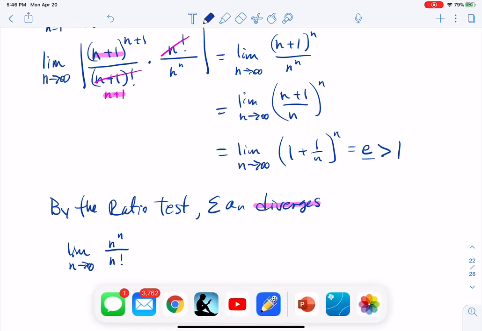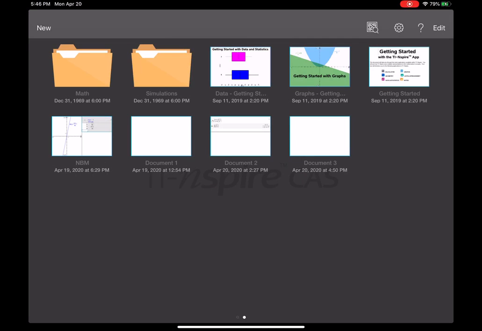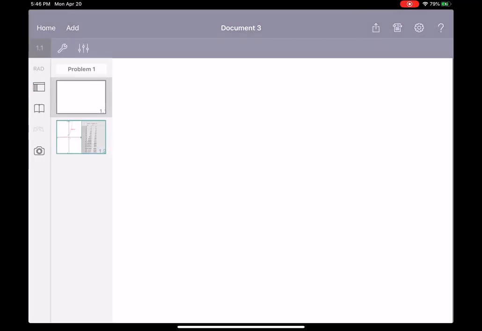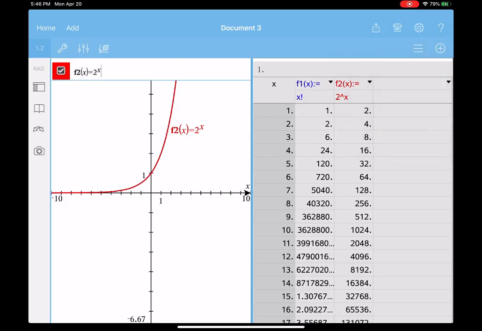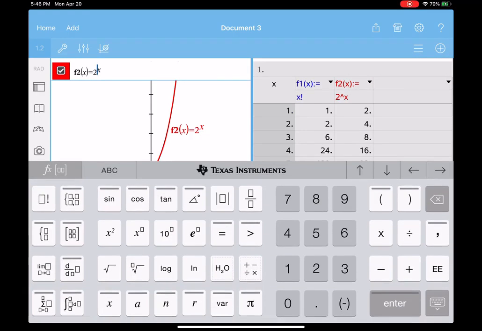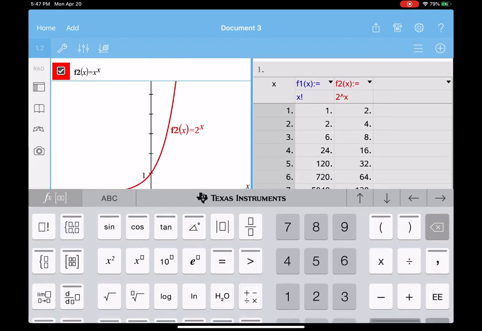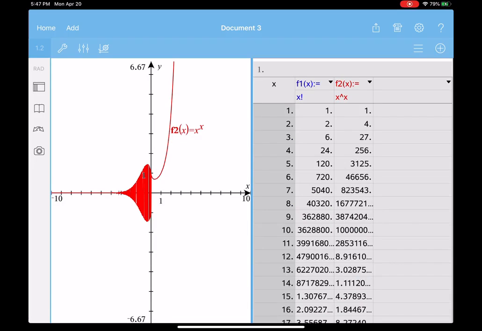Let's check it with the calculator, shall we? I wonder if I can just pull it up from before and then change this function. Let's change this 2 to the x, let's make that x to the x. Let's see if it freaks out. Maybe it will, maybe it won't. There we go. x raised to the x power. Look at that graph, it's crazy.